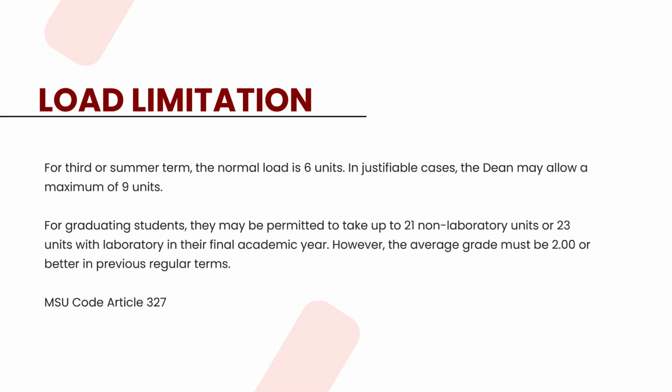For the mid-year or summer term, the standard limit is 6 units, though your dean may allow up to 9 units in special cases. For graduating students in their final academic year, you may be granted permission to take up to 21 non-laboratory units, or 23 units with laboratories, provided your previous regular term average was 2.00 or better.